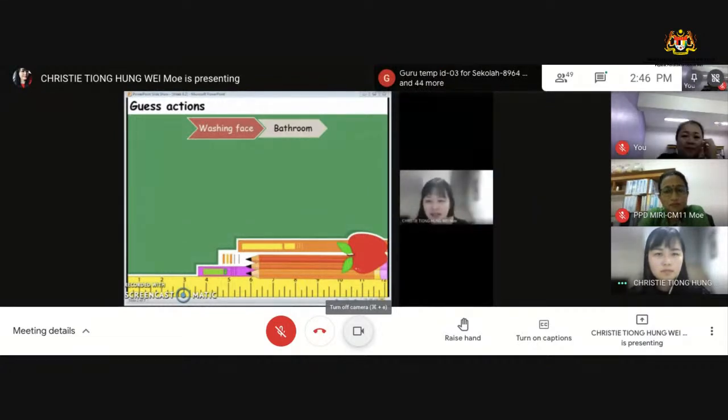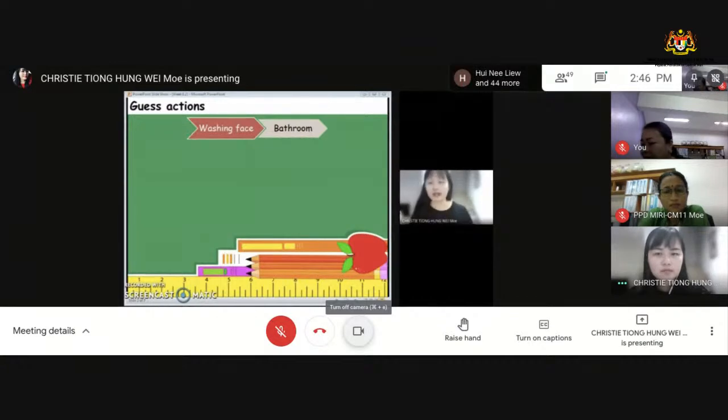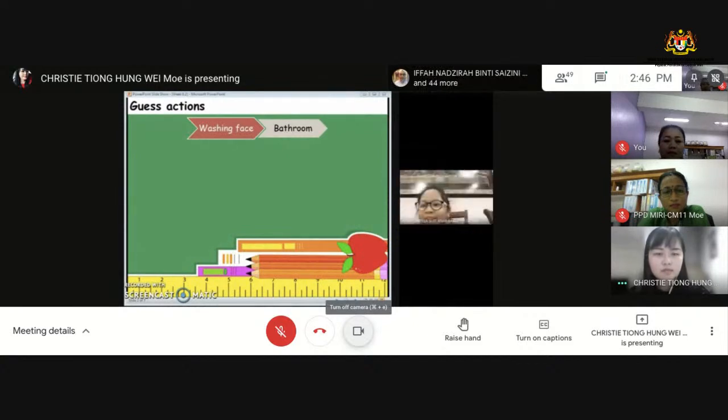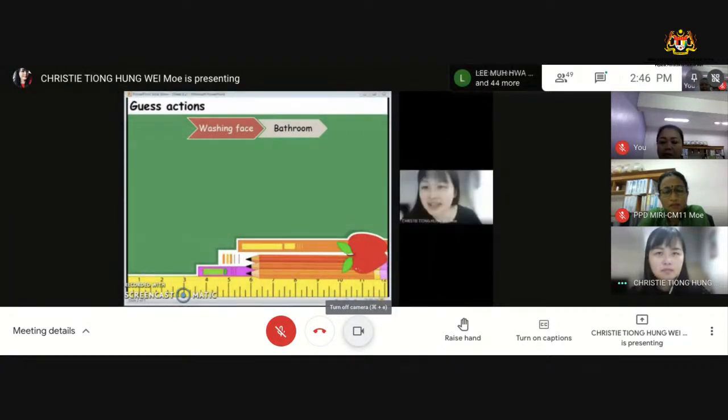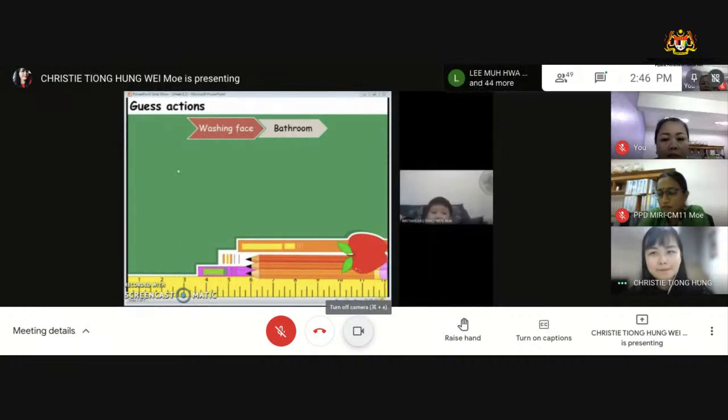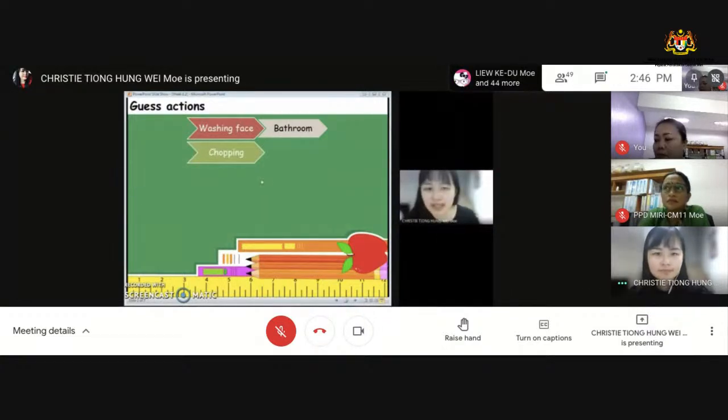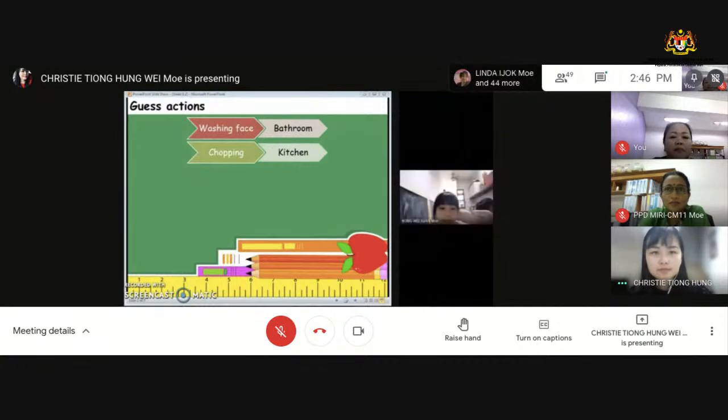Right, now off mic, please. Thank you. Now, the second action is this. I'm going to adjust my camera so that you can see. Then I have a box here. See what I'm doing. Cutting. I'm chopping, or you can say I'm cutting in the kitchen. Yes, very good. Or chopping in the kitchen, just like what your parents do.